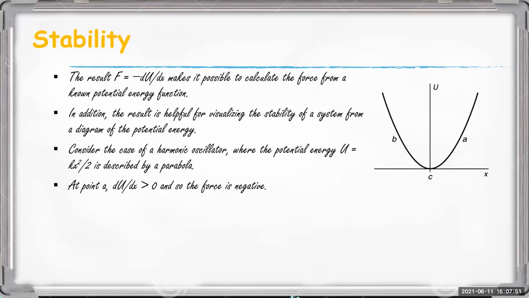Here, look at the point A. At the point A, dU by dx is greater than 0. How can we find dU by dx from this graph? Have you noticed the physical significance of the derivative in your plus two classes?